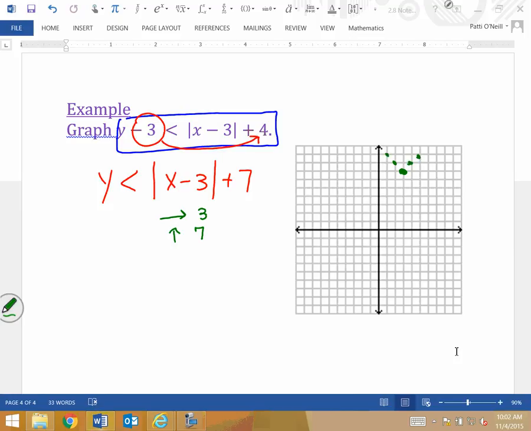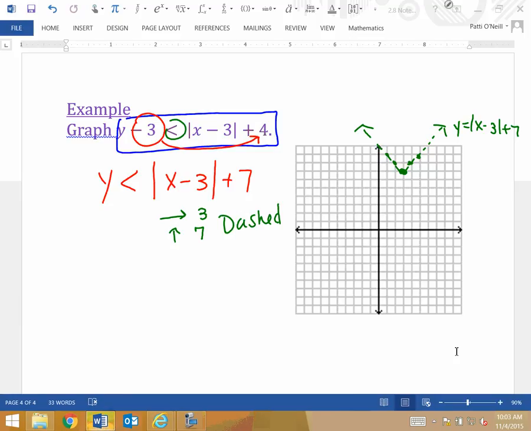And it's going to be a dashed line, though, because the boundary doesn't include, it doesn't have an equal bar. So I've got to carefully connect and make sure that these are connected only by dashed lines. So my absolute value looks like this. This is really y equals the absolute value of x minus 3 plus 7. The dashed line is indicating that I don't want every value on there. I want everything but that.